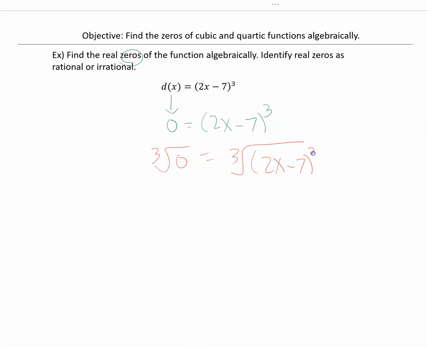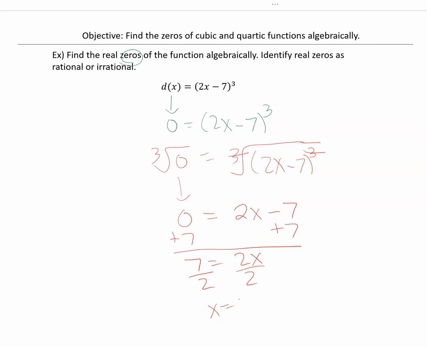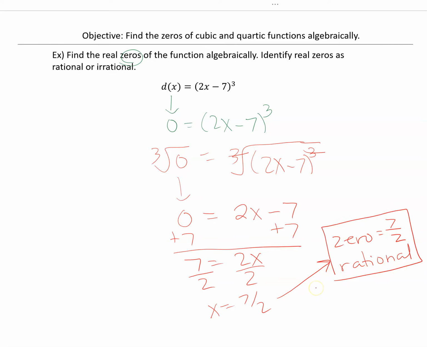The purpose of this example is to make sure that our number sense is clear, that we understand that 0 times itself 3 times is going to be 0. So this simplifies to just 0. And then here our cube and cube root cancel, giving us 2x minus 7. Then we would undo the subtraction, adding 7 to both sides, and then divide by 2, and we get x equals 7/2. So that tells us that the 0 of the function is 7/2. If you want to, you could write it as 3.5, but that's not necessary for this problem, and it is a rational number. All right, let's see what's next.